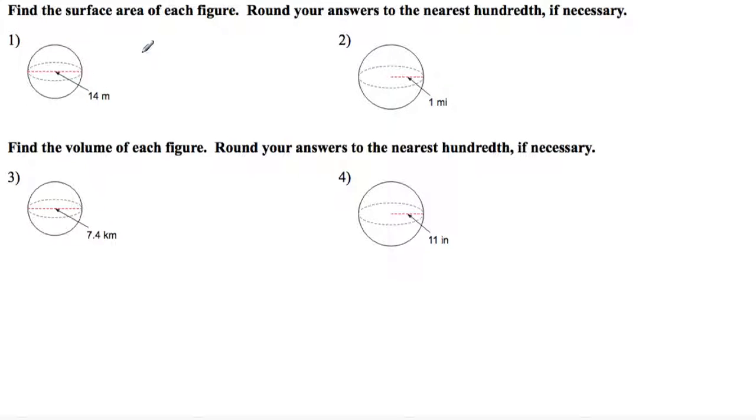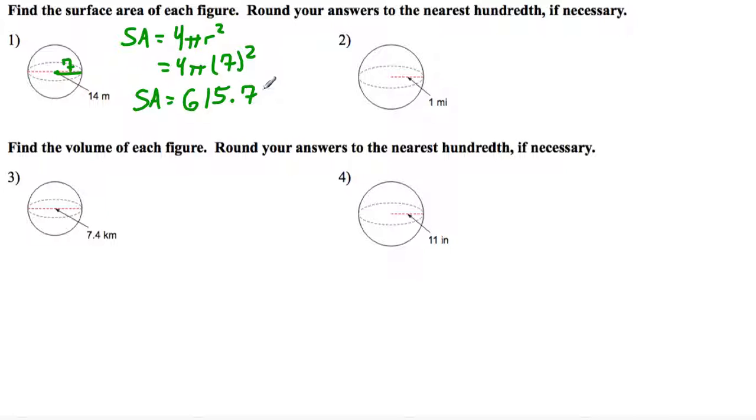So looking at a few problems here, surface area. Surface area, of course, is going to be 4 times pi r squared. So this is going to be 4 times pi. The diameter here is 14, so that means that the radius must be 7. So we get 4 times pi times 7 squared, and that gives us a surface area of 615.75 meters squared.